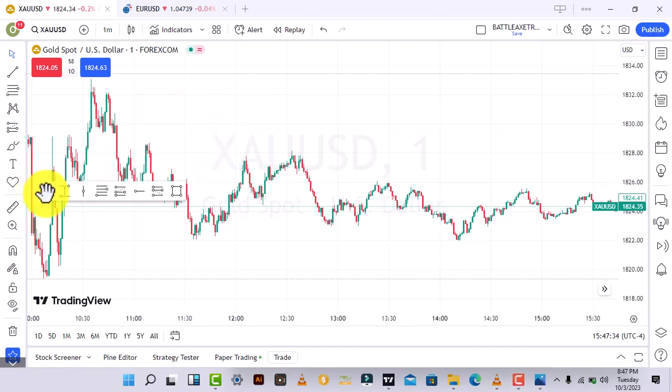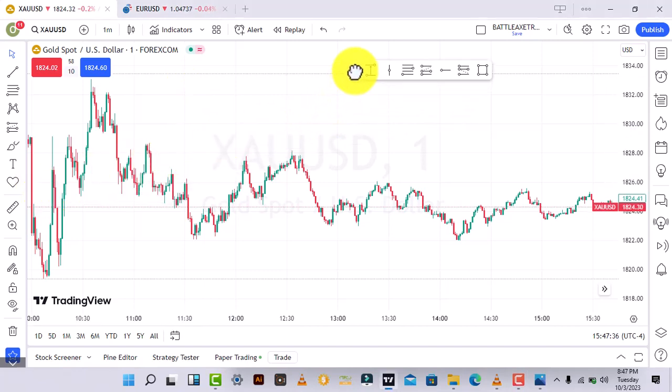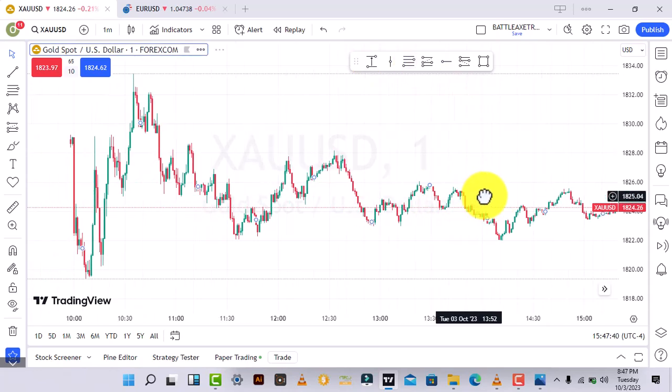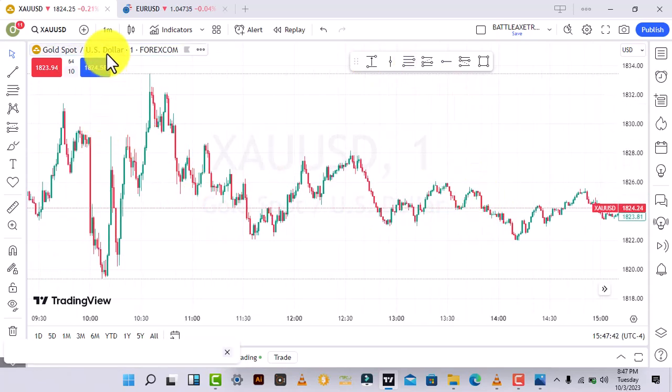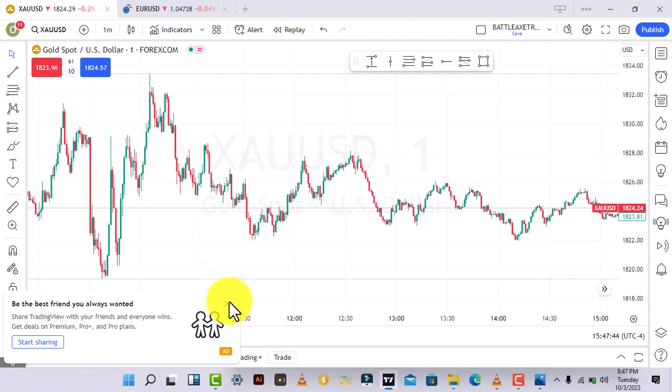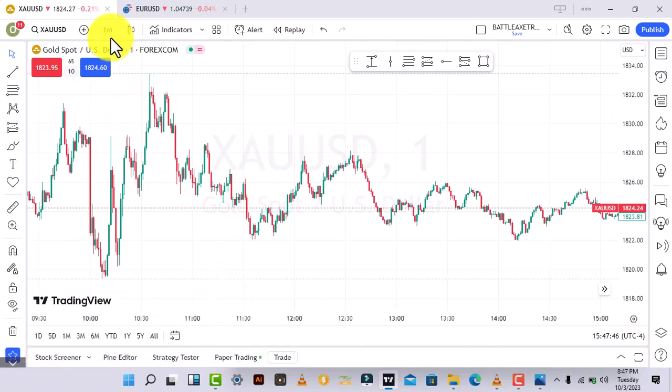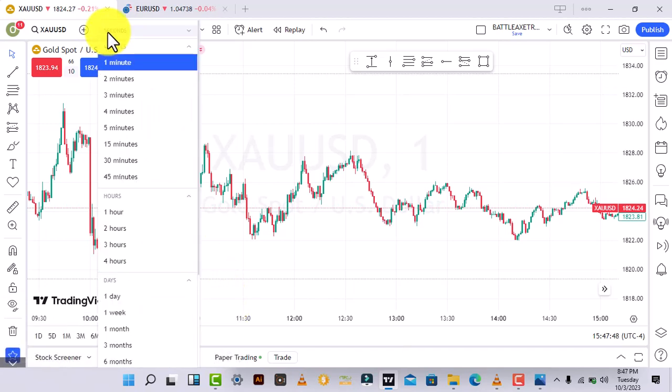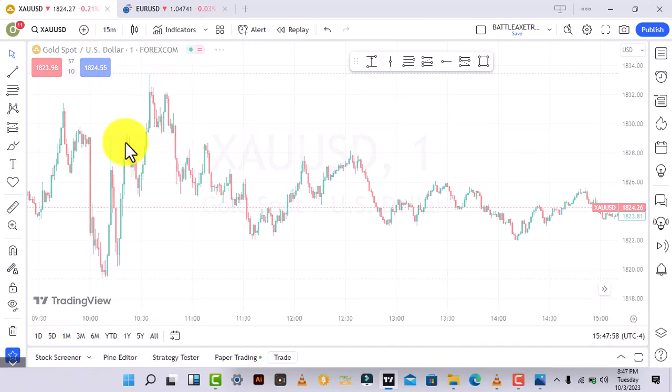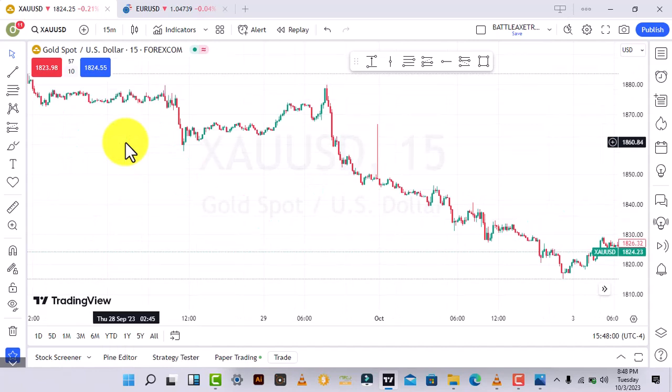Alright, so we're talking about fair value gap. This is to further explain it. Let me change the time frame to 15 minutes. Though it's not that you cannot check your fair value gap in any time frame. Fair value gaps are in all time frames. But I'll be using the 15-minute time frame to teach you.